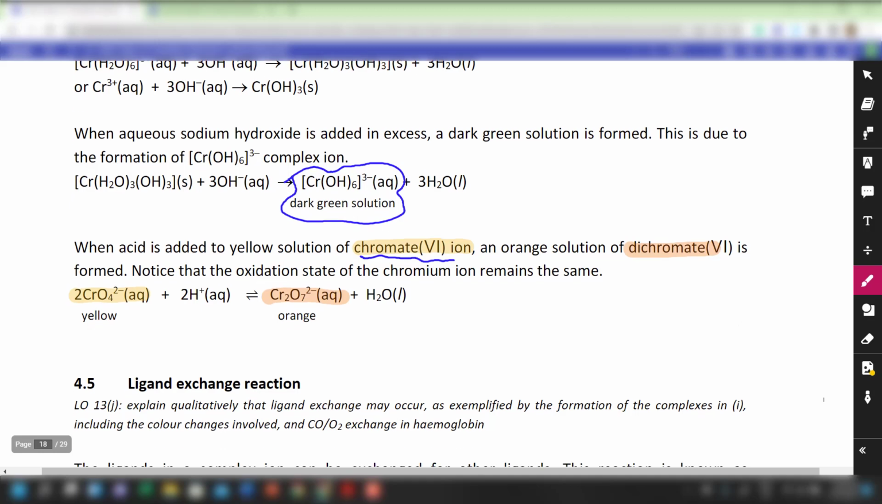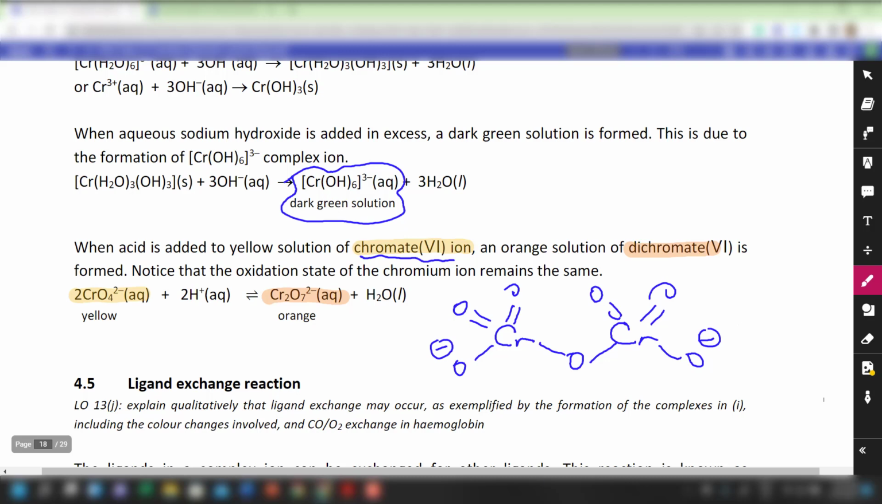How does dichromate look like? Okay, so dichromate is something like that. You have an O here, and then you have an O minus, and a double bond O, and then you have a bridging oxygen, and then another chromium, and then double bond O, and then O minus. So this is how dichromate looks like, and I don't think it stops at dichromate.